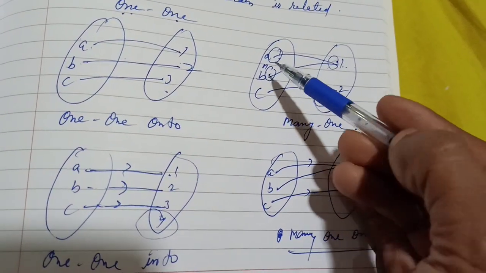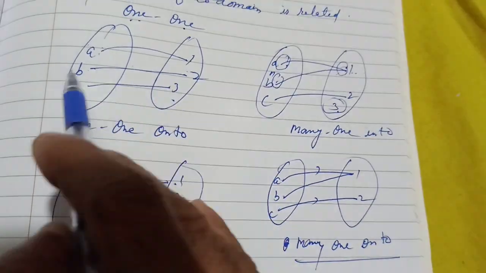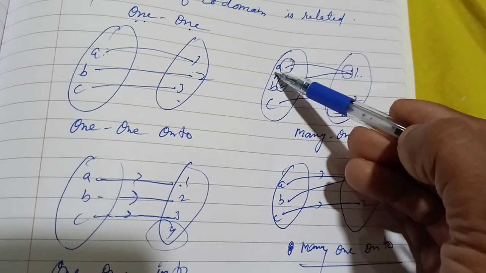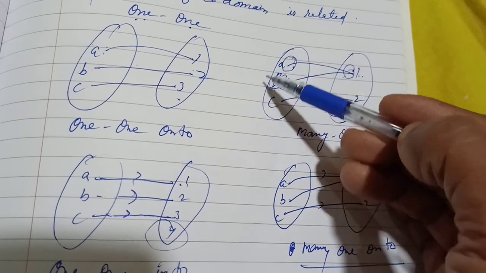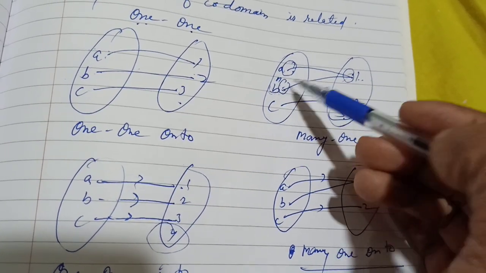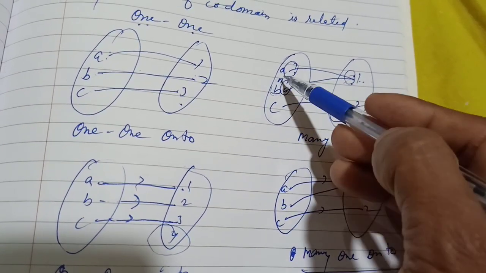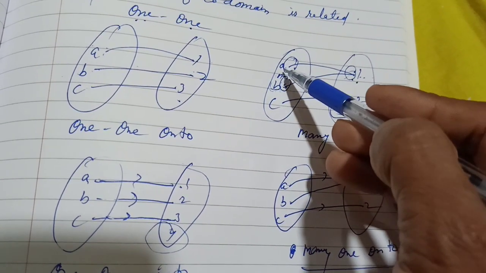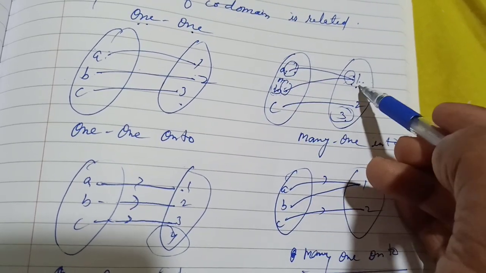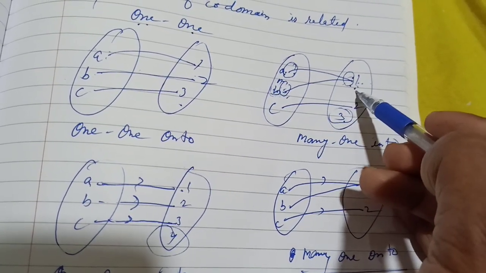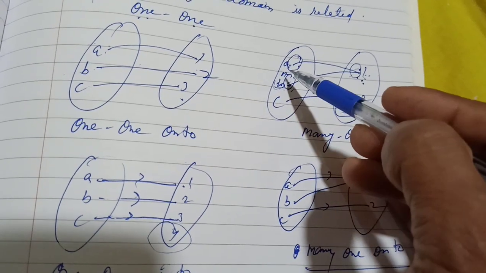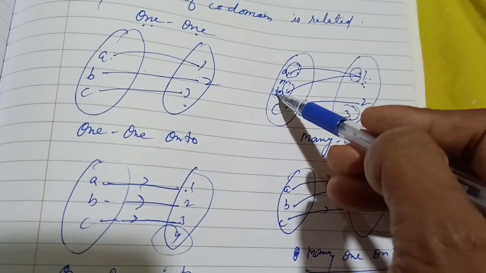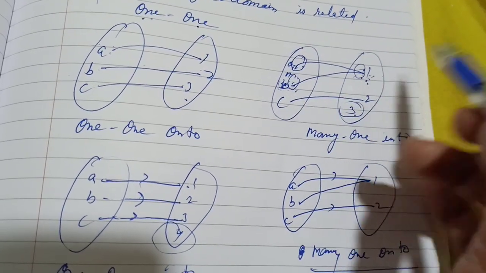So what is one-one? A single element is related to a single element, then it is called one-one. We take two elements of the domain in such a way that their images in the codomain are equal. That means this becomes many-one. But when does it become one-one? When A and B are equal, A is related to 1, B is related to 1, so the codomain images are equal. But when the domain elements are also equal, that means if we prove A equal to B, then it becomes a one-one function.